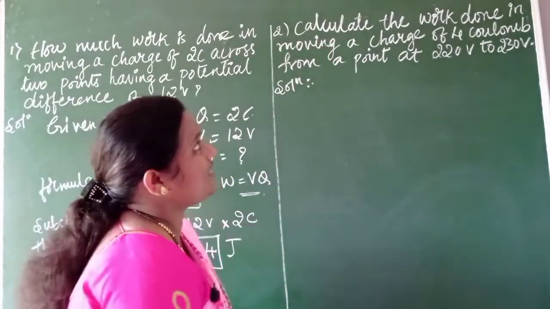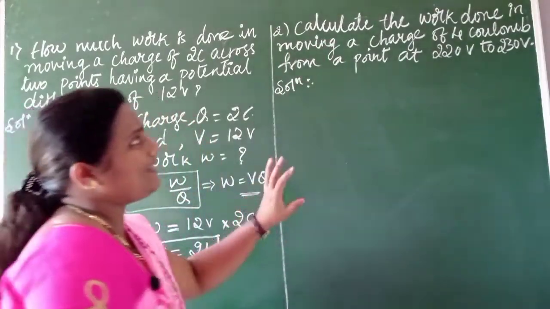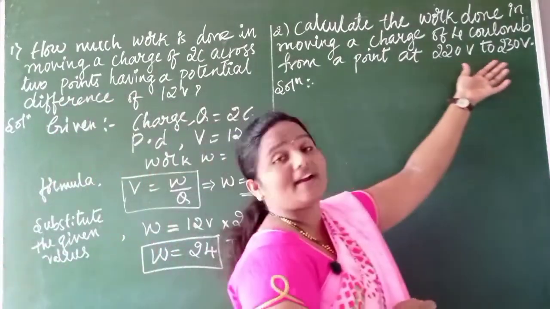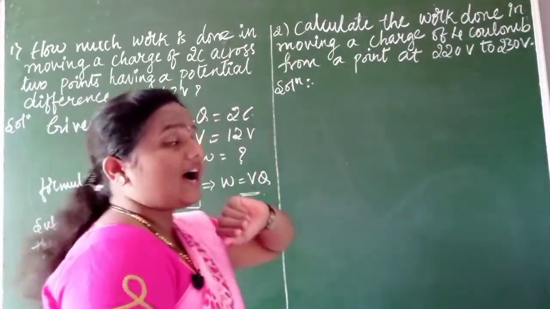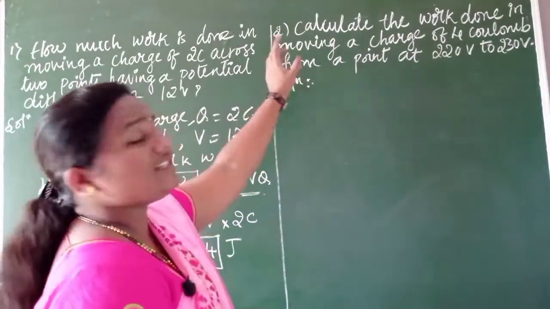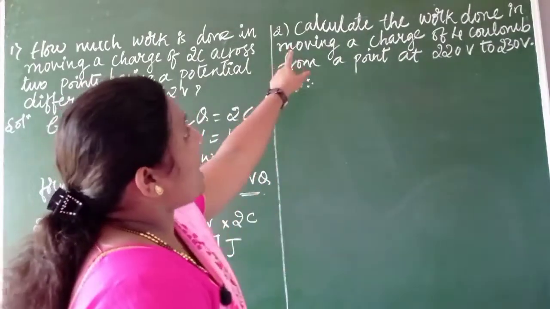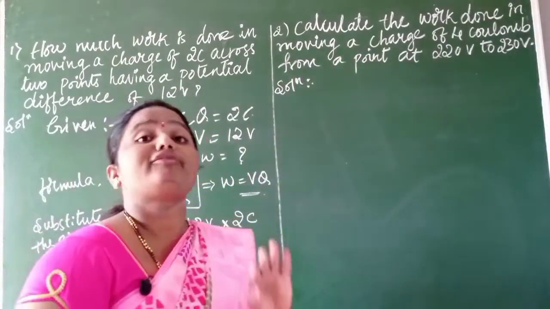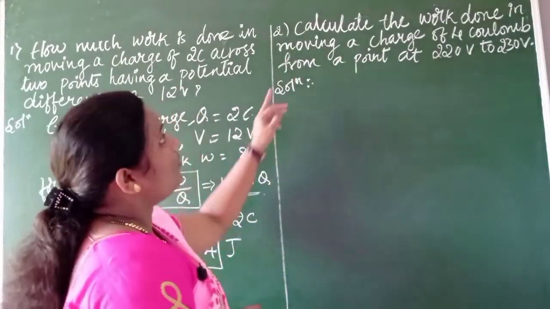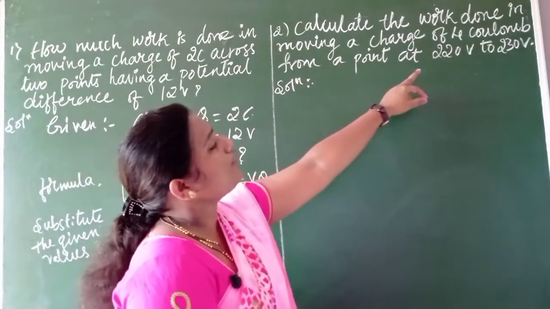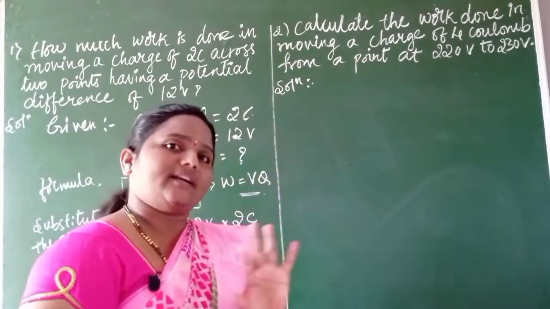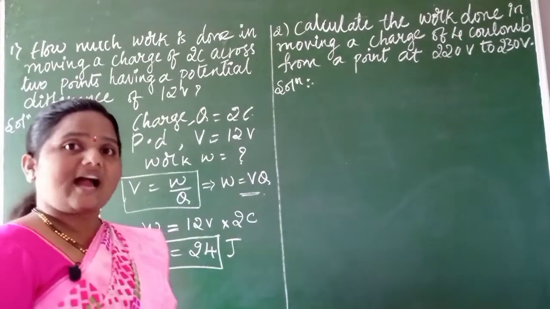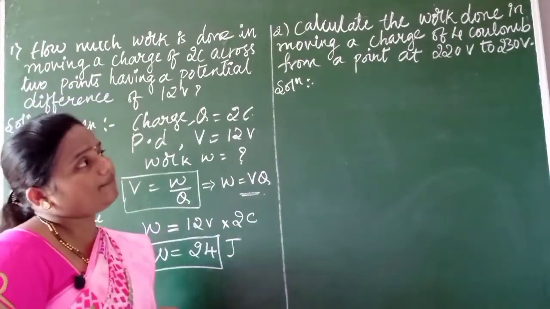So children, this is quite interesting and a little bit different. Different means here the potential difference is given in terms of 2 values. I will go step by step, children. First let me read the question. Calculate the work done in moving a charge of 4 coulombs, isn't it, children, from a point at 220 volts to 230 volts. Clearly they have asked that we need to calculate the work done, isn't it?